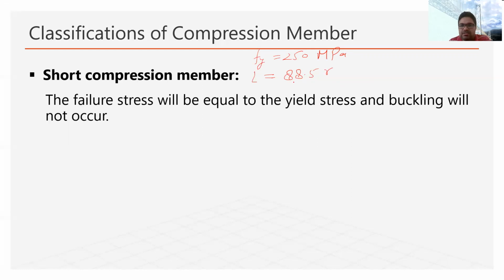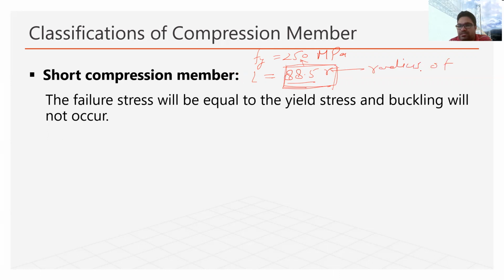I think this will be the value. So 88.5 R. This value is calculated based on this value. How we arrive at this value 88.5, we will see that later. But for an idea, we can say that if the length of member is up to this value, in this case, R is called the radius of gyration.